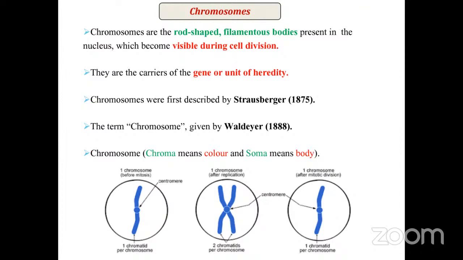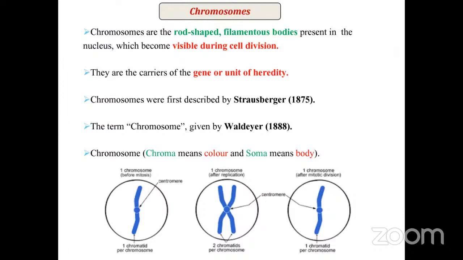Now if we look at the chromosomes, chromosomes are rod-shaped filamentous bodies present in the nucleus, which become visible during cell division. Only when there is cell division can you find out the number of chromosomes and study the shape of the chromosome. They are the carriers of genes, or units of heredity.